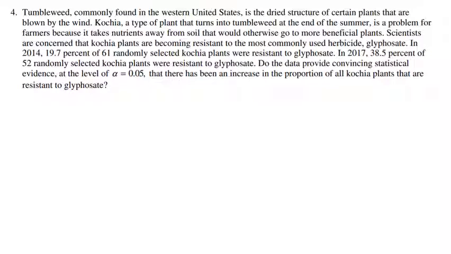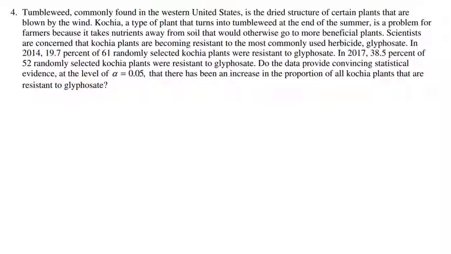All right, number 4, tumbleweed. Commonly found in the western United States is the dried structure of a certain plant that is blown by the wind. I don't know, kochia, I guess. Kochia, a type of plant that turns into tumbleweed at the end of the summer, is a problem for farmers because it takes nutrients away from the soil that would otherwise go to more beneficial plants. Scientists are concerned that kochia plants are sometimes resistant to the most commonly used herbicide, glyphosate. We'll call it glyphosate.